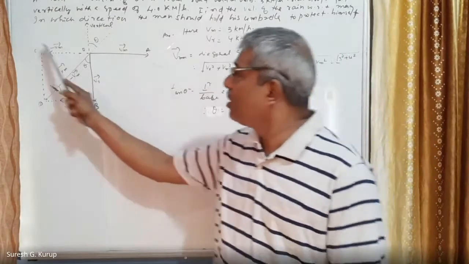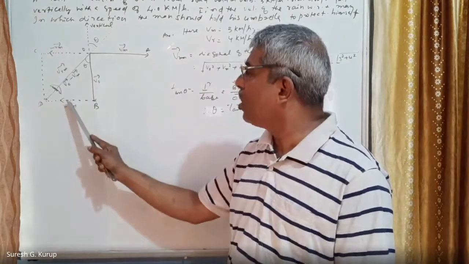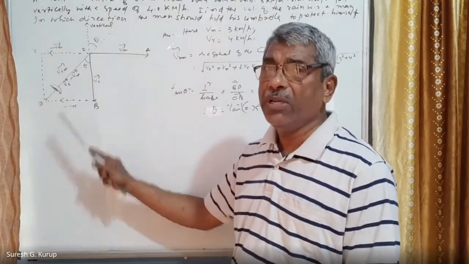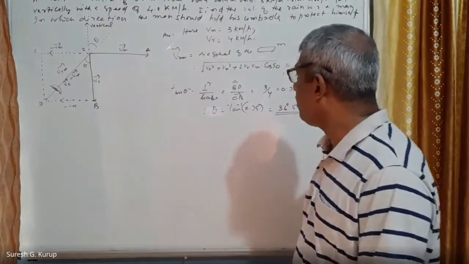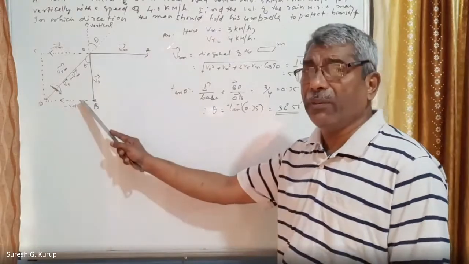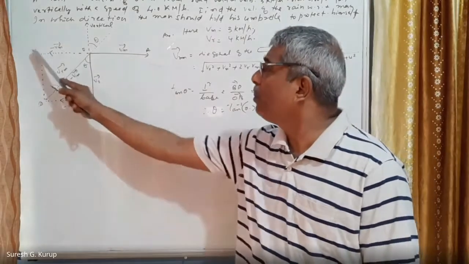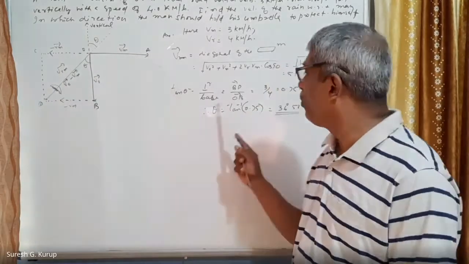Right? This is a parallelogram. If this is Vm, this also will be Vm. Vm means the velocity of the man, or the speed of the man. Speed of the man is Vm, and this also is Vm. Only magnitude we are taking.